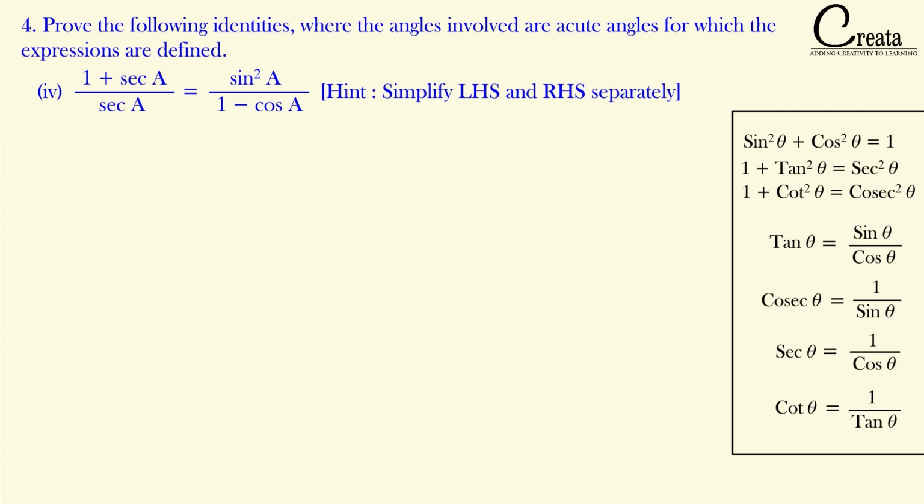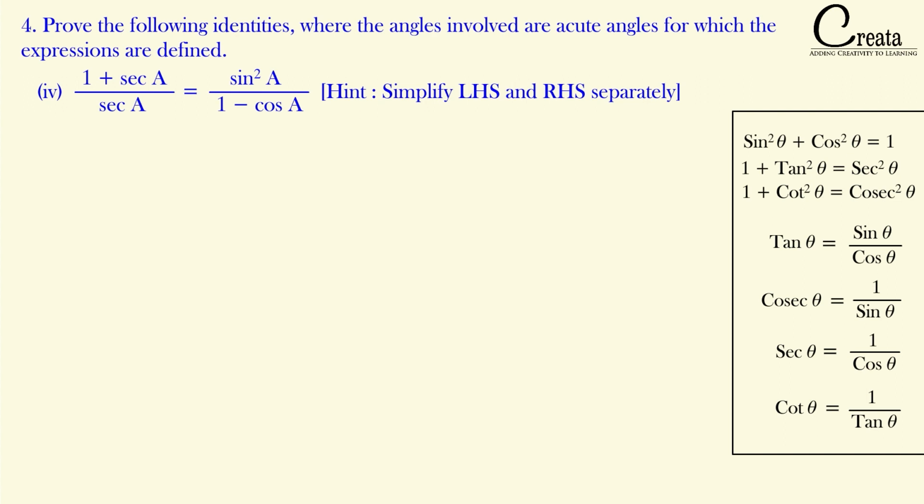1 plus sec a upon sec a is equal to sin square a upon 1 minus cos a. The hint is given, simplify left hand side and right hand side separately. So this is the question. Let's approach this question.